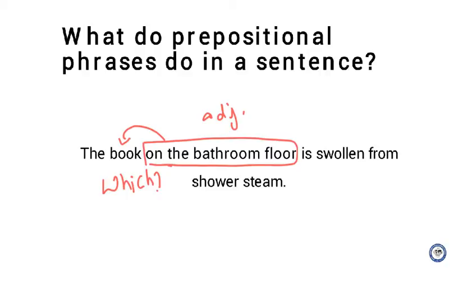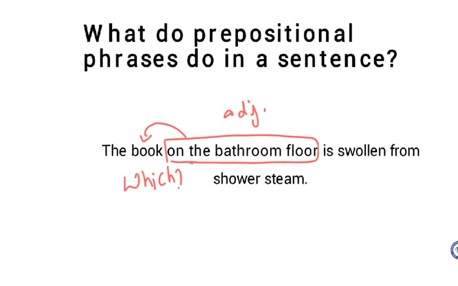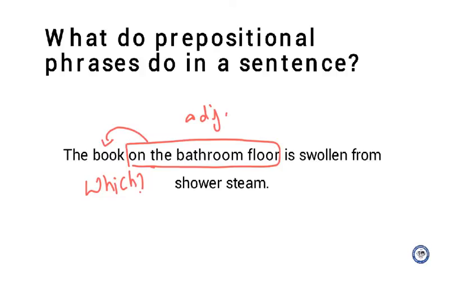In addition to that, if you look at the other prepositional phrase, which is from shower steam, this one does not modify the book, but modifies the manner in which it is falling. So in this case, this phrase modifies the verb is falling. Is falling is the passive form of the verb. In this case, this prepositional phrase is functioning as an adverb.